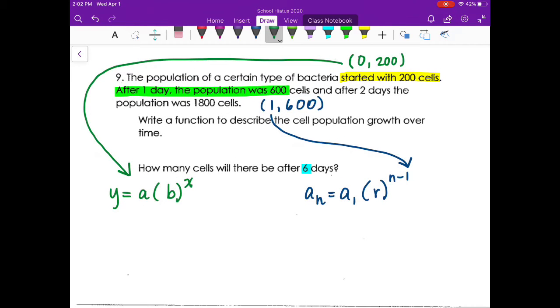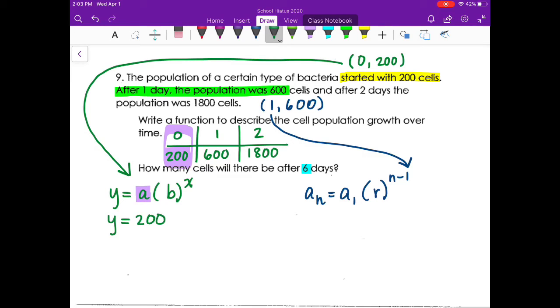So it says that we started with 200 cells. And then after day 1, there were 600, and after day 2, there were 1800. So again, if we're using an exponential function, we'll start with that 0 term. And we'll substitute this for our leading coefficient a. So that'll be y equals 200 times b to the x.